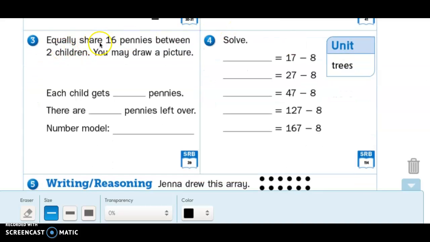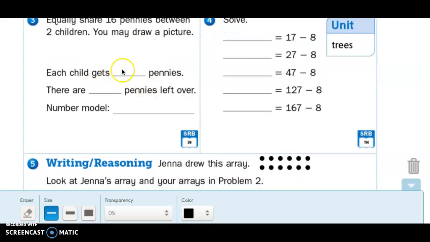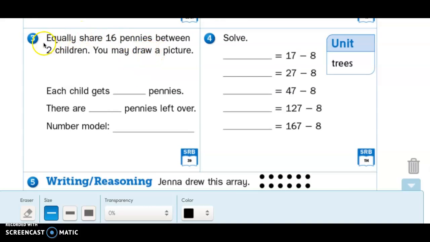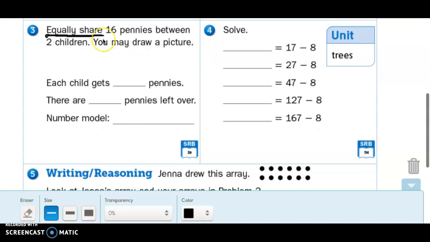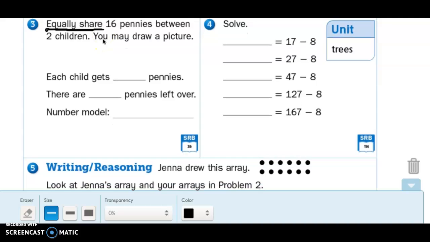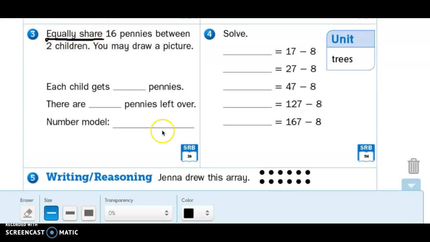Number 3, equally share 16 pennies between 2 children. You may draw a picture. Each child gets how many pennies if you split them equally? Remember, when we split things equally, what are we doing? Are we adding, subtracting, multiplying, or dividing? Equal shares. We're dividing them equally.